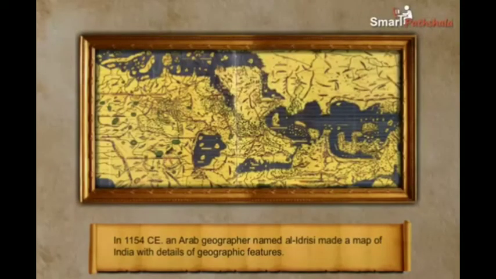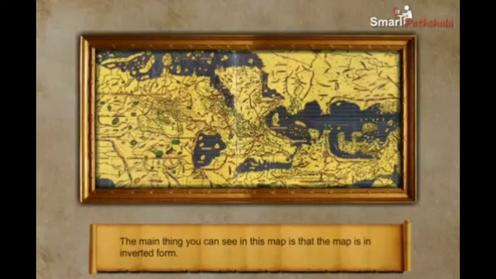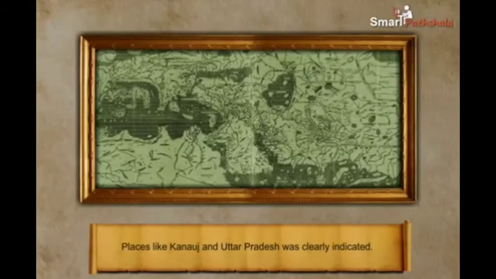In 1154 CE, an Arab geographer named Al-Idrisi made a map of India with details of geographic features. The main thing you can see in this map is that it is in inverted form: South India is on the upper side, and Sri Lanka is also on the upper side of the map. Places like Kannauj and Uttar Pradesh were clearly indicated as these were fruitful for travelers and traders both.